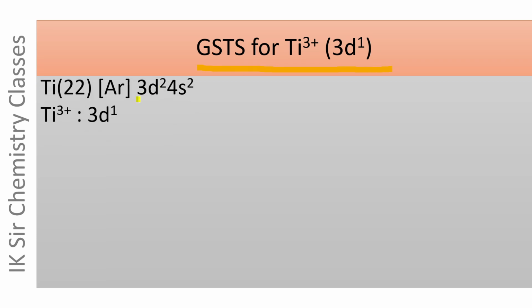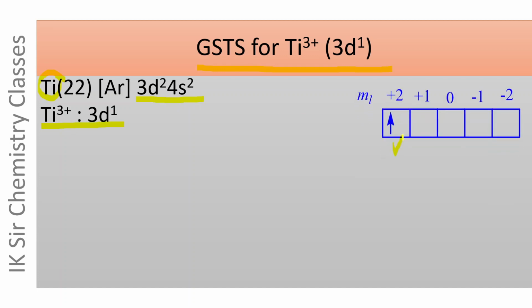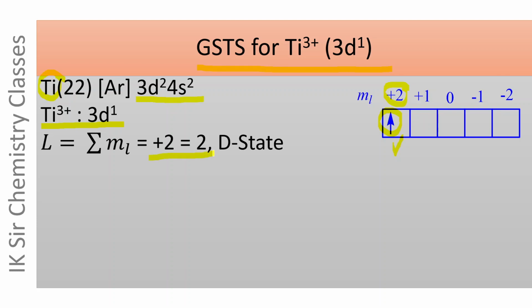This is the valence shell electronic configuration of titanium atom, and accordingly the electronic configuration of Ti³⁺ will be 3d¹. There is one electron in the 3d subshell. Capital L is equal to the summation of ml values, and this electron is present in the first box having ml equals +2, and therefore capital L is equal to 2, and it corresponds to a spectroscopic state D.